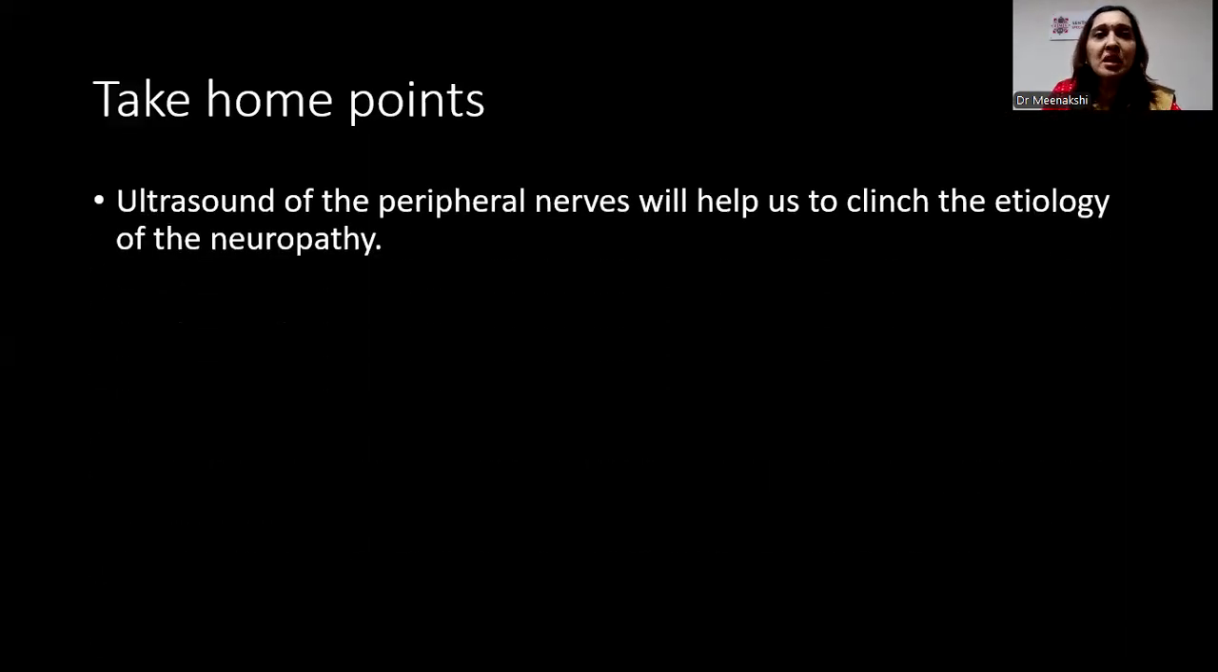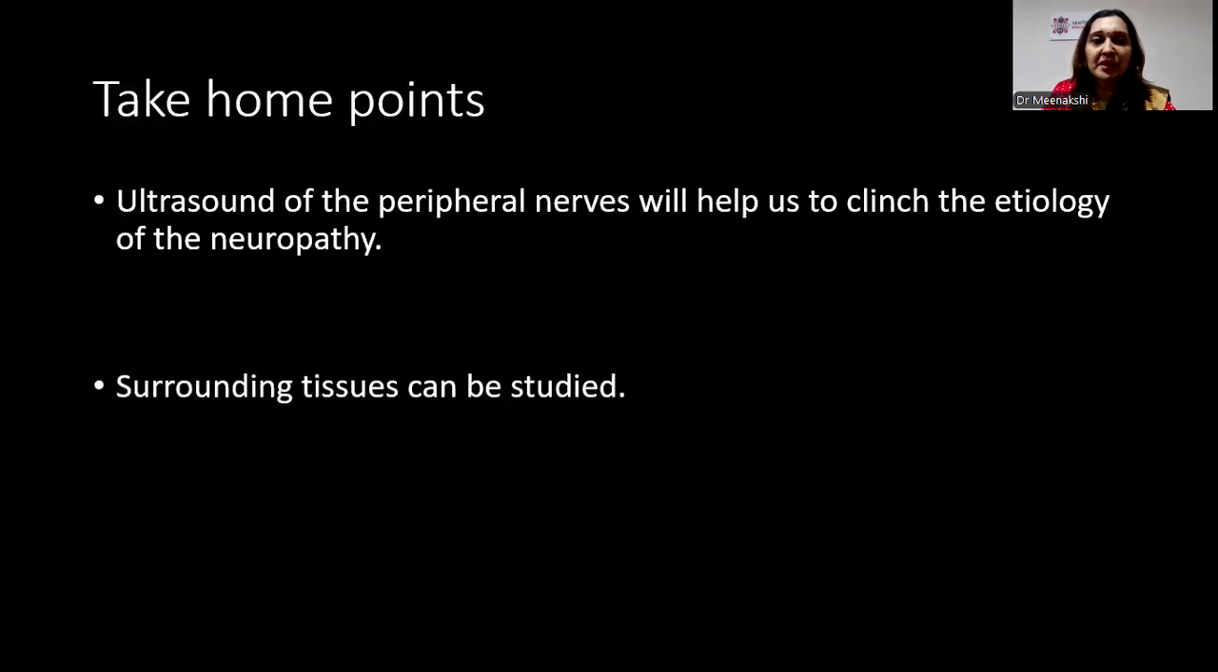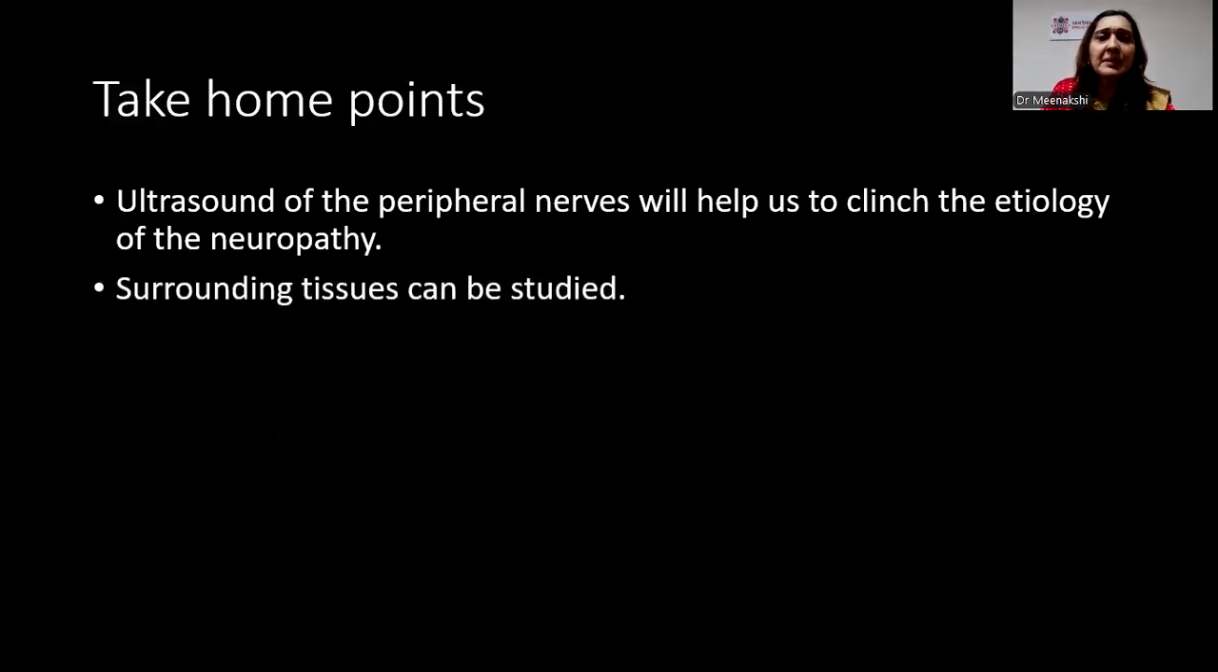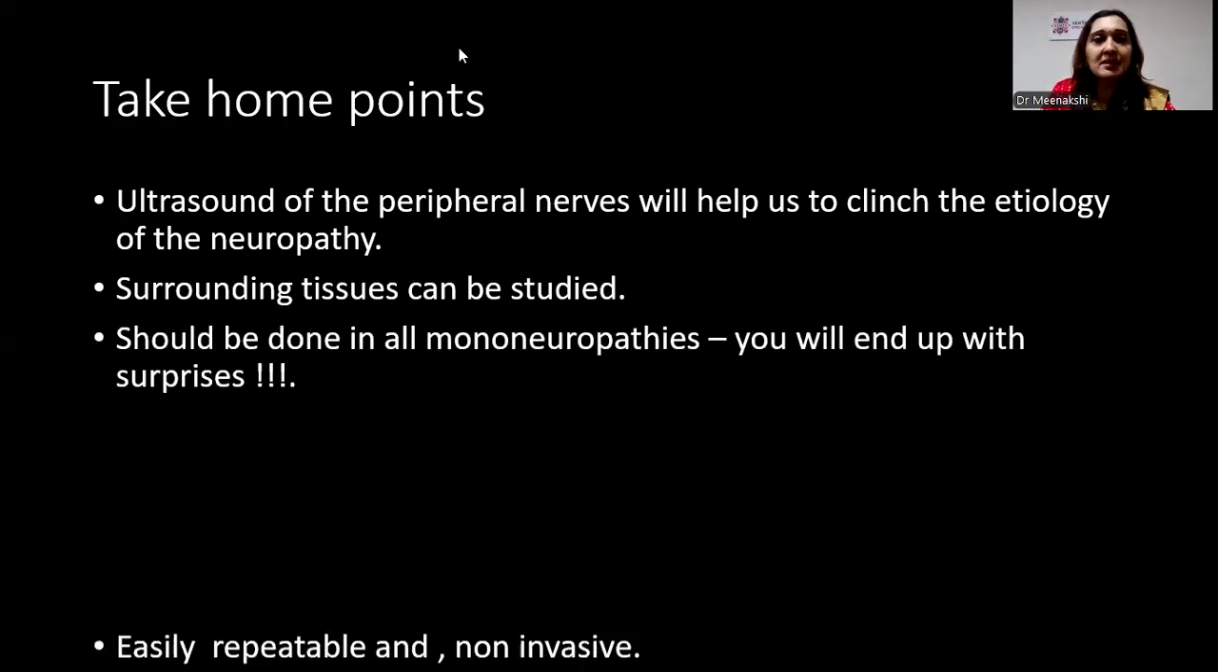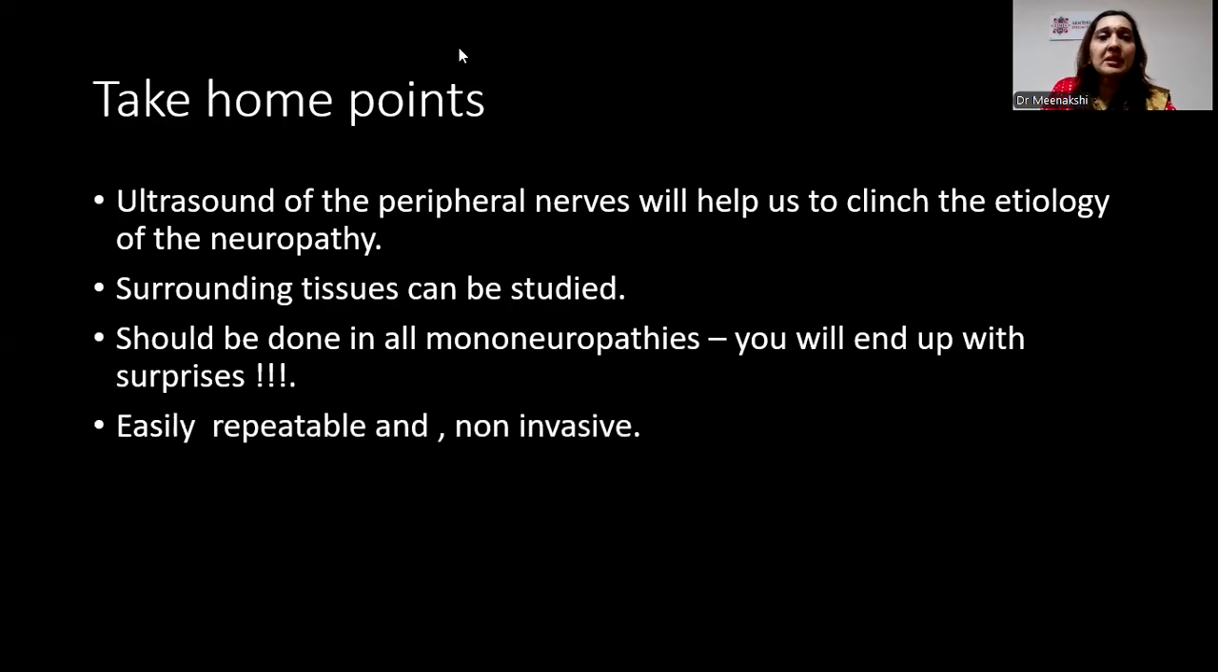So, take home points. Ultrasound will help us to clinch, sometimes, the etiological diagnosis of the neuropathy. Surrounding tissues can be studied very beautifully. Should be done in case of mononeuropathies. You will end up with surprises. Easily repeatable and non-invasive. Excellent for procedures.